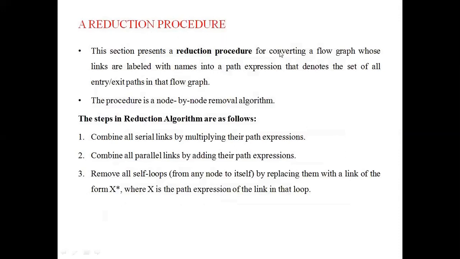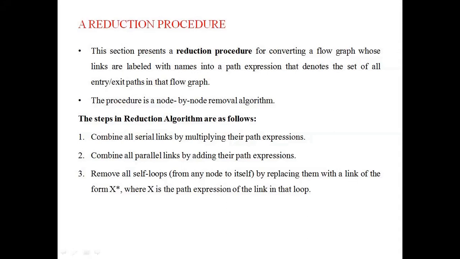So as the name itself says, we will do the reduction process. That is nothing but removing the nodes one by one and producing a path expression, adding that node's paths to the other paths, and finally we produce the path expression. So reduction procedure is nothing but converting a flow graph whose links are labeled with names. Generally the reduction will be done on the nodes which have names on the links.